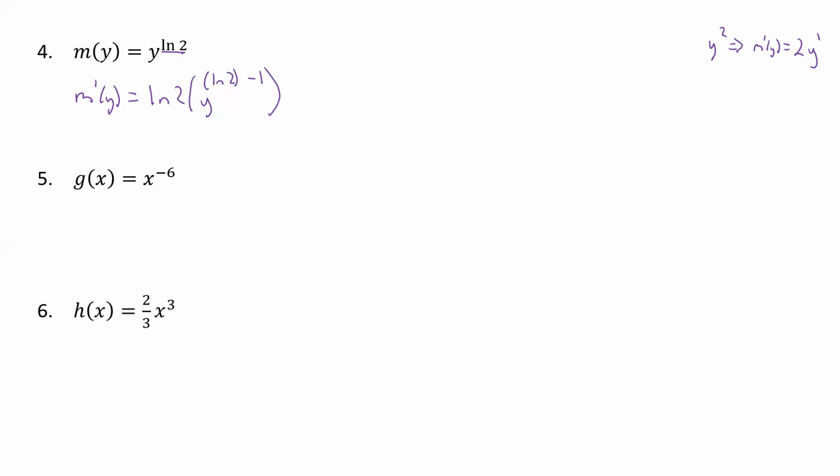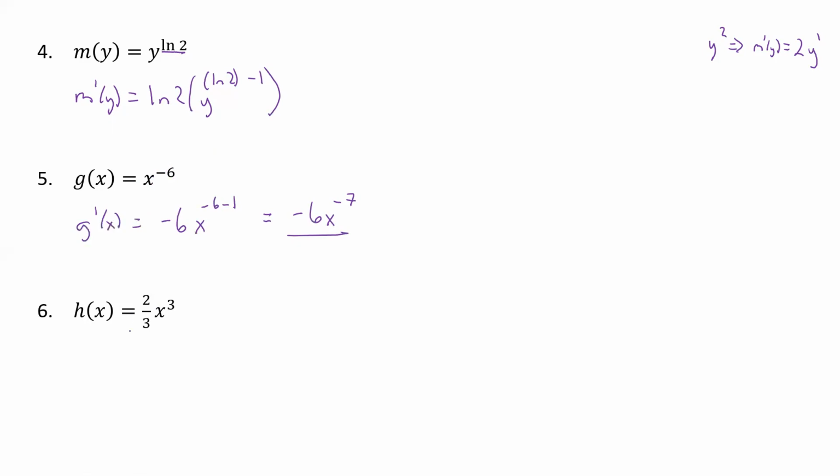All right, so the next one, our first time we have a negative exponent. So what do we do with negative exponents? Well, g prime of x is, we bring it down front just like normal, negative 6, then we have x, and if we need to, we can write it out, negative 6 minus 1, and so that's minus 6 x to the minus 7, and that would be g prime of x.